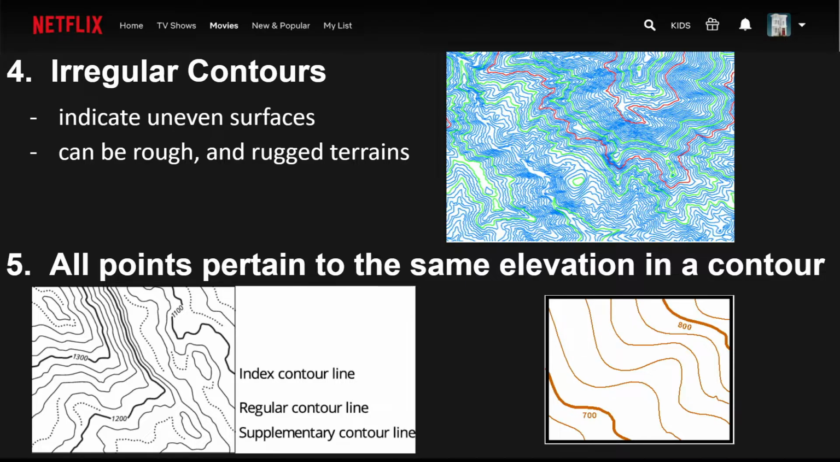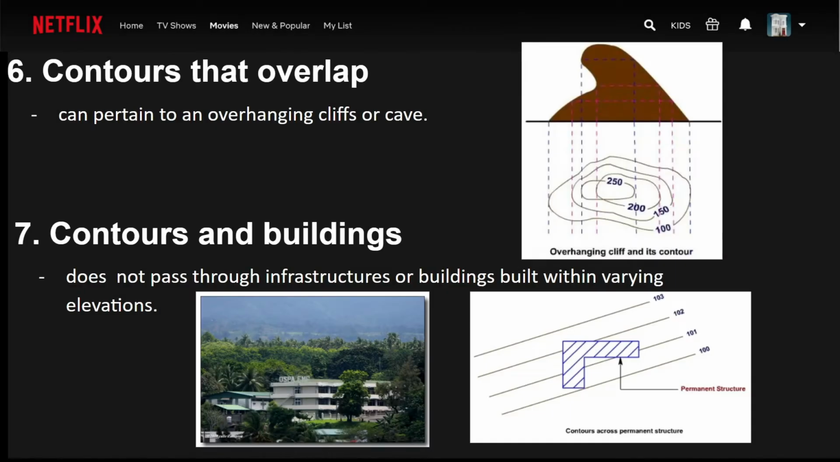Next slide, please. Contours that overlap. Contours with different elevations cannot overlap on one another. But if this happens in a topographic map, this can pertain to the presence of overhanging cliffs or a cave, as you can see from the picture on the right, where there is an overlap between the 250 elevation and the 200 elevation, which can mean there is an overhanging cliff.